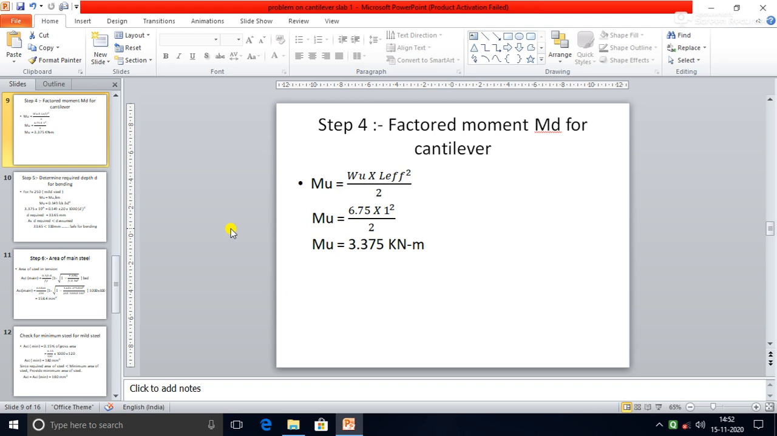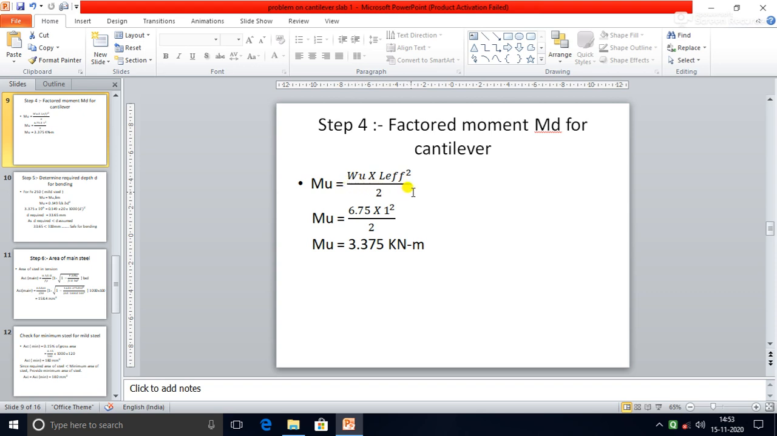Now we have to calculate the bending moment acting on the cantilever slab. In the next step, the factored moment Mu for a cantilever is given by WL square by 2. In a one-way slab that is simply supported, with two supports, the total load is taken and the ultimate load is considered as a UDL, and the bending moment is calculated as WL square by 8. But this is a cantilever slab. For a cantilever slab, the bending moment is WL square upon 2 because the cantilever is fixed at one end and free at the other end. We learned this bending moment in mechanics of structures.